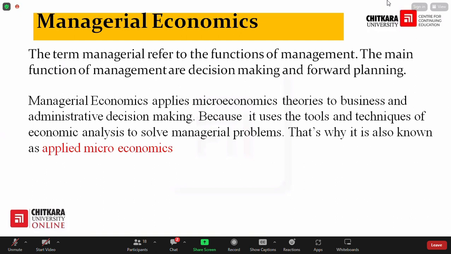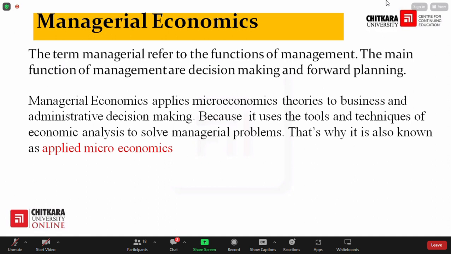By studying the cost, they are able to understand how many types of cost they are having, how they can control the cost. By focusing on which factor they can reduce the cost as well as increase their profit. So that is why it is also known as applied microeconomics.